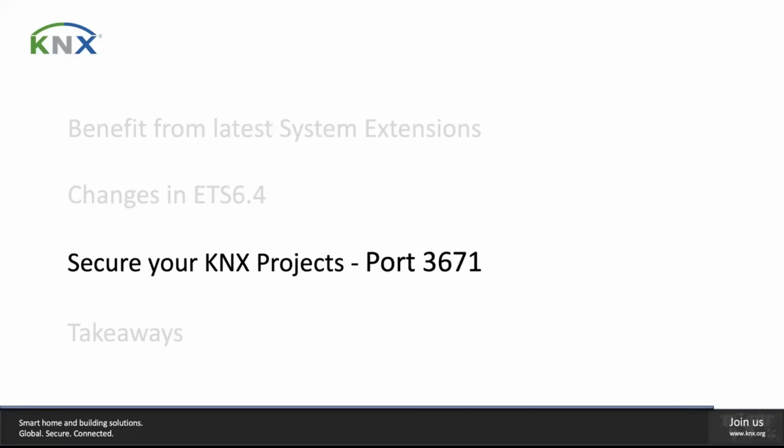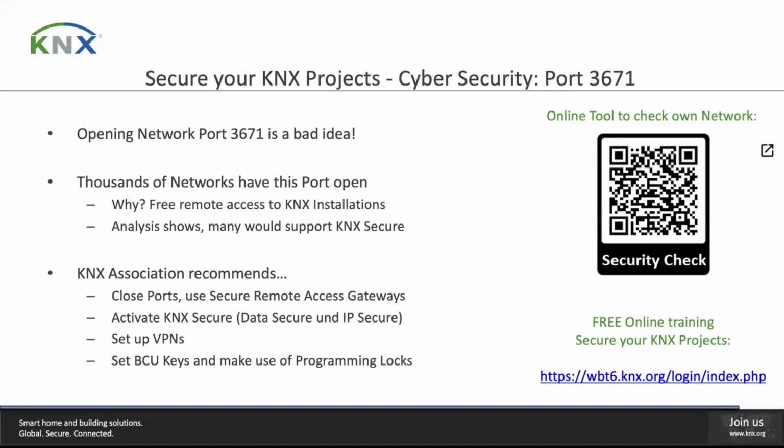Just a word now on port 3671. We talked about this both here in these roadshows and in other KNX UK events, and also from the main KNX organisation. Port 3671 is what we use to communicate on with KNX Net IP, and quite often we find that gets opened on routers for port forwarding and things like that.